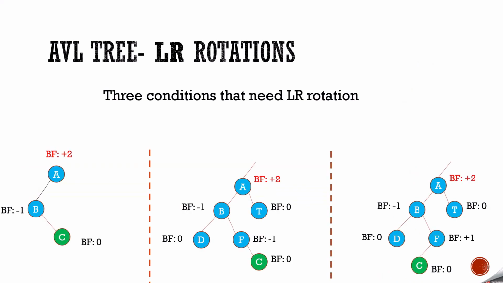Other than that particular tree, we can have a few more situations where we need LR rotation. The first tree you have already seen. The second tree is something like this, where a new node is added in the right subtree of the left subtree, or the left subtree of the right subtree of the left child. If I add it, then what will happen?